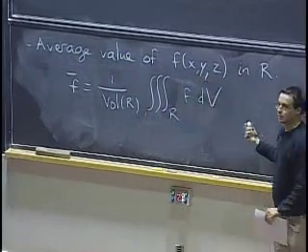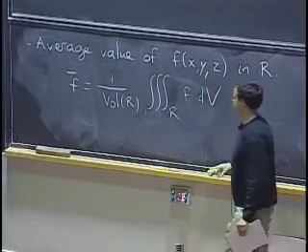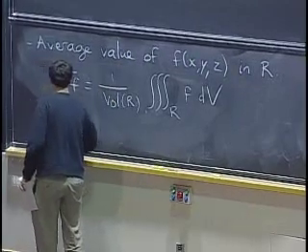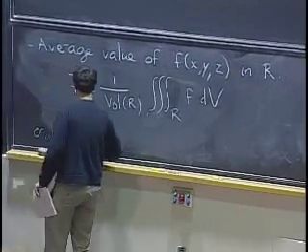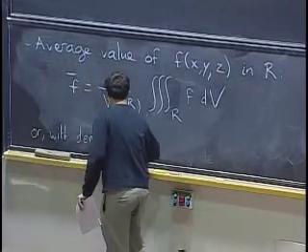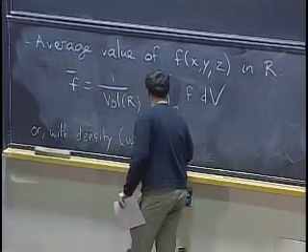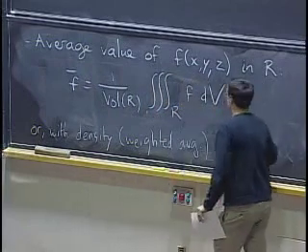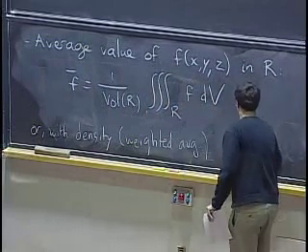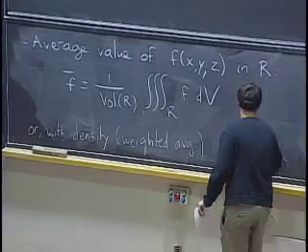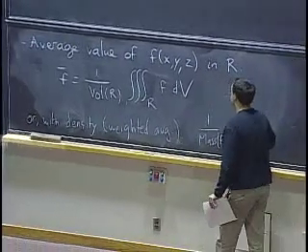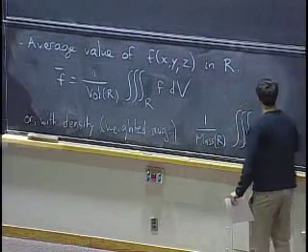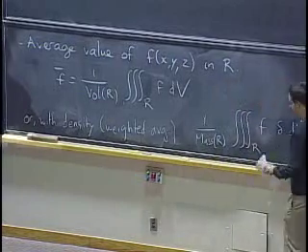Or if we have a density and we want to take a weighted average, then we take 1 over the mass, where the mass is the triple integral of the density, times the triple integral of f density dv.